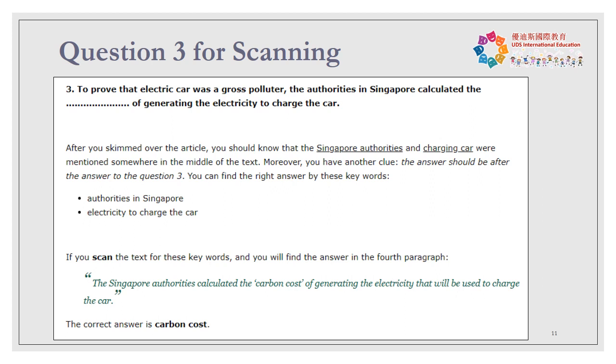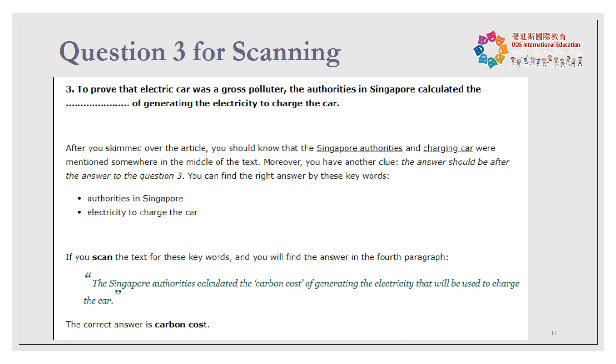Moreover, you have another clue. The answer should be after the answer to question 3. So you can find the right answer by these keywords: authorities in Singapore and electricity to charge the car. So you can have the sentence: the Singapore authorities calculate the carbon cost of generating the electricity that will be used to charge the car. So the answer is very clear. The correct answer is carbon cost.